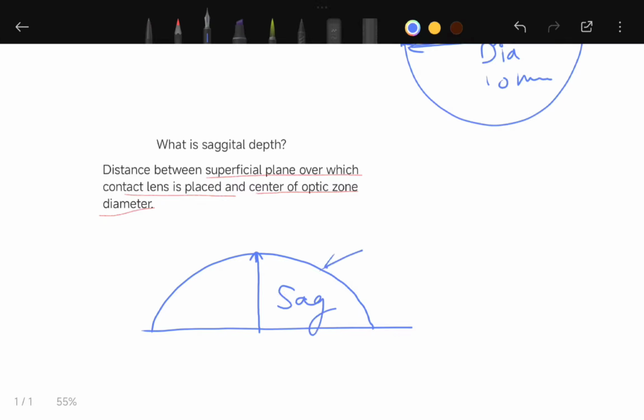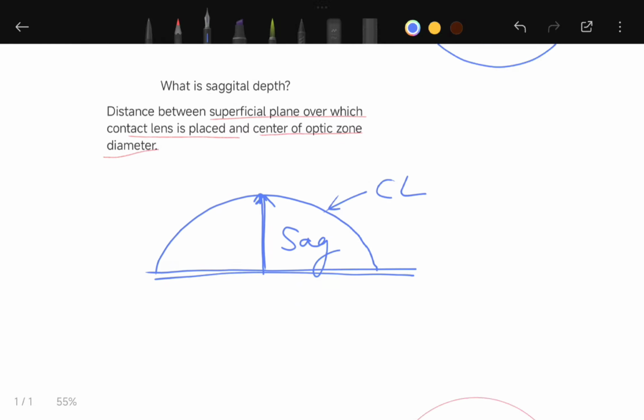You understand, this is a contact lens and this is some surface. If you place the contact lens like that and measure the distance from that surface to the center of the contact lens, that is called as sagittal depth or the sag.